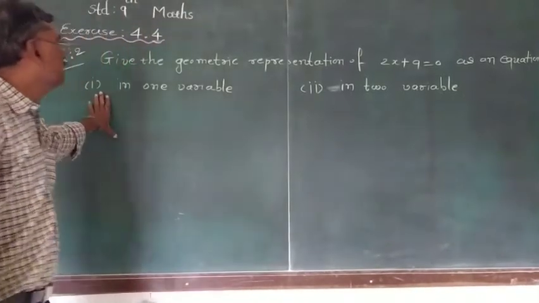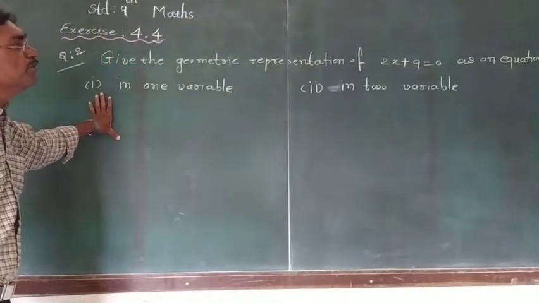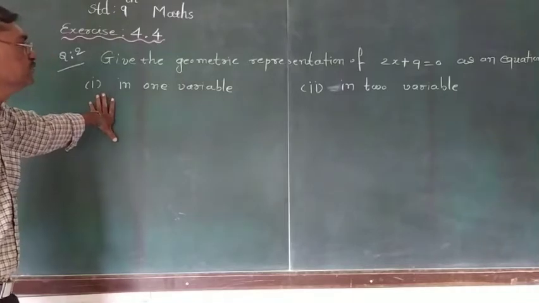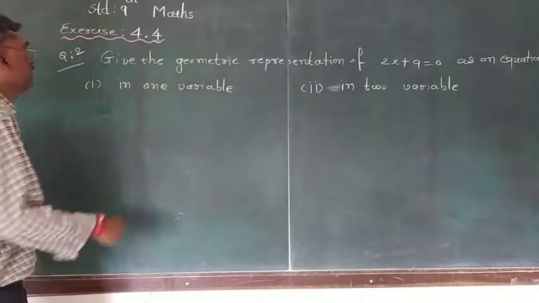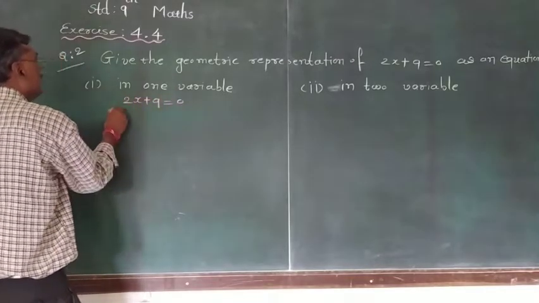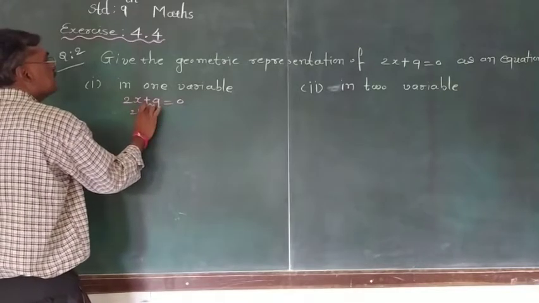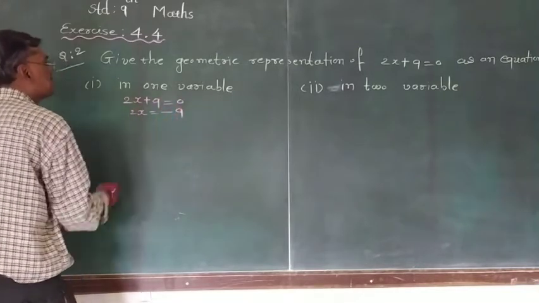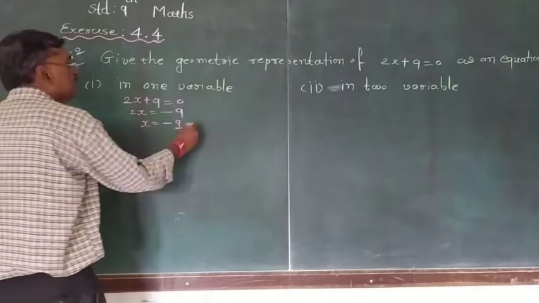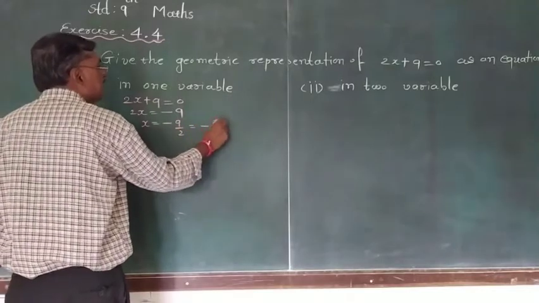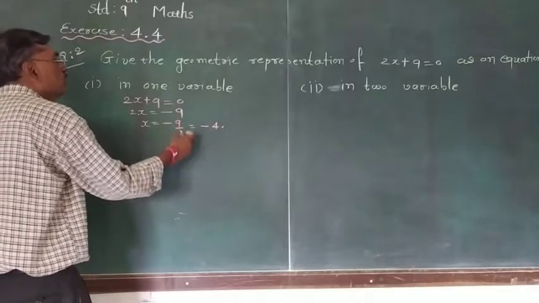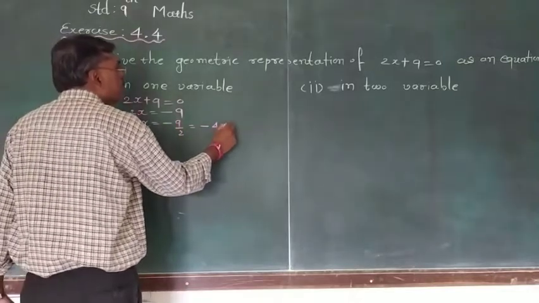Now, question 2: give the geometric representation of 2x plus 9 equal to 0 as an equation. This equation we have been given. So 2x equal to minus 9, transposing the 9 to that side. Therefore x equal to minus 9 upon 2. If you divide by 2, 4 twos are 8, one remainder, and 0, 2 fives are 10, that is 4.5.